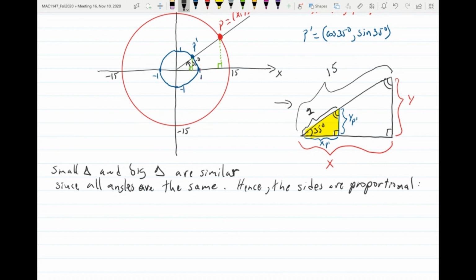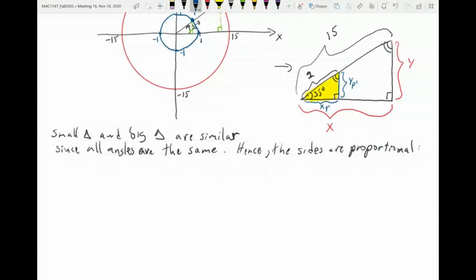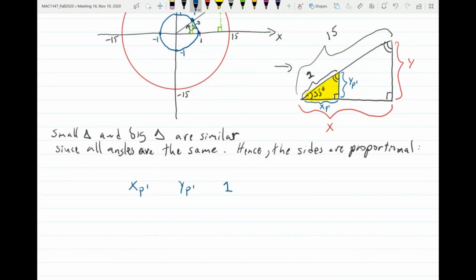And what that means is the following. For example, I can write the three sides of the small triangle. That would be xp prime, yp prime, and 1. Those are the three sides of the small triangle. And then if I divide each of these by the corresponding sides on the big triangle, those ratios are the same. That's what it means to be proportional.